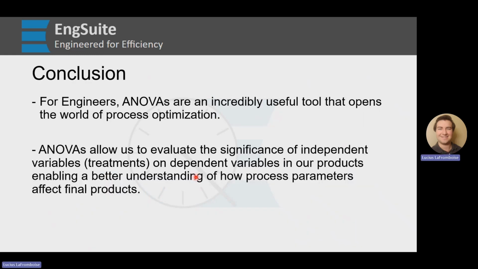Okay, so in conclusion, for engineers, ANOVAs are an incredibly useful tool, and they open up the world of process optimization. They allow us to evaluate the significance of independent variables or treatments on dependent variables in our products, enabling a better understanding of how our process parameters affect final products. Again, ANOVA is one of the foundational tools of an engineer. So get used to it, get familiar, understand the math behind it, and we can really do some amazing things.